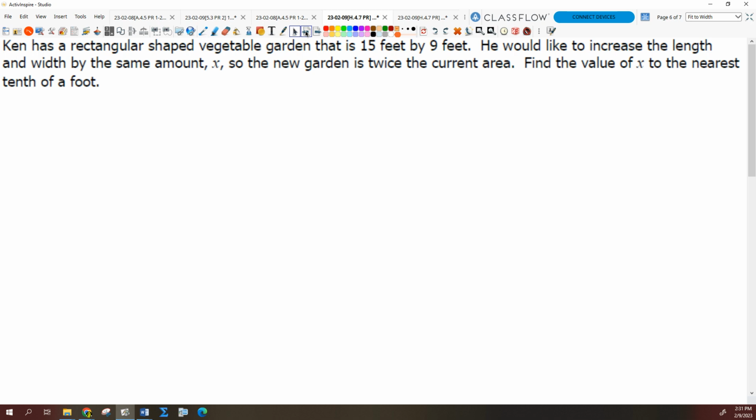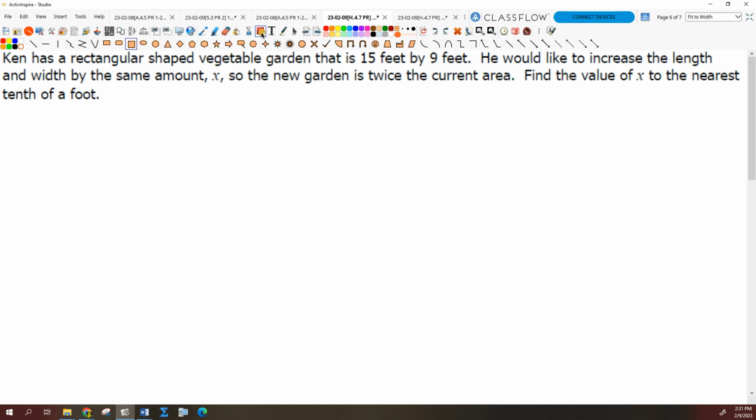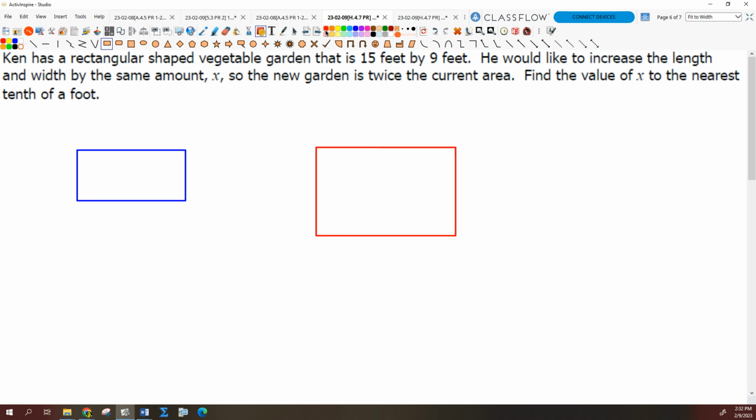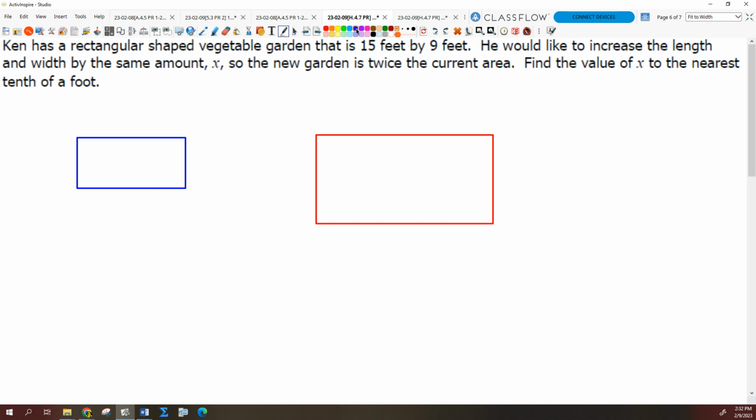Okay. Right, so we could do, I usually make the length the longer one, the width the shorter one, right? So let's just create a little picture. Okay, so here's what we're starting with, right? And we want to make a bigger garden. That looks like that maybe, right? Everybody agree? Yeah. Okay. So what are the dimensions of our starting garden?